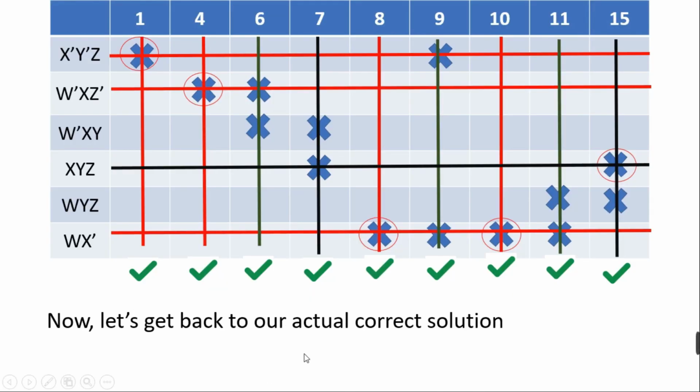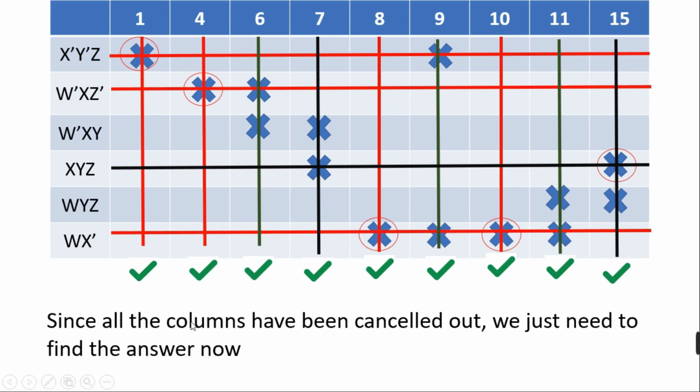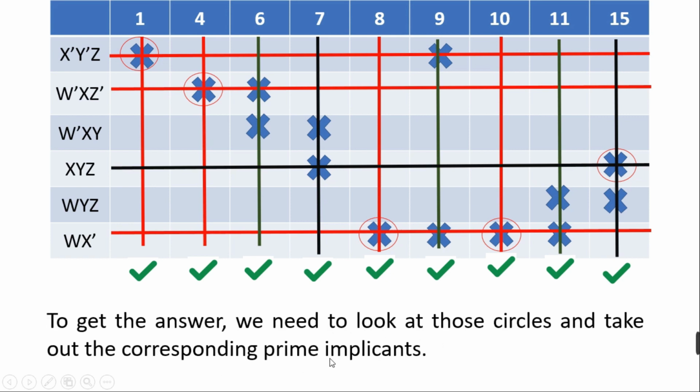Okay, now let's get back to our actual correct solution over here. Okay, so this is the solution we have actually calculated throughout this lecture. So now since our solution is almost done, now is the time for our answer. So what would we get from this long problem over here? So since all the columns have been cancelled out, we just need to find the answer now. So to get the answer, we need to follow a specific procedure. So we need to look at those circles over here and take out the corresponding prime implicants.